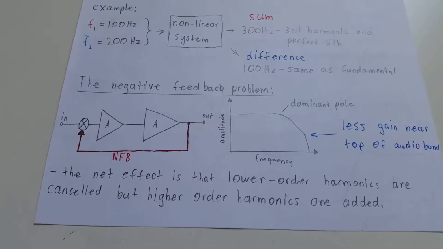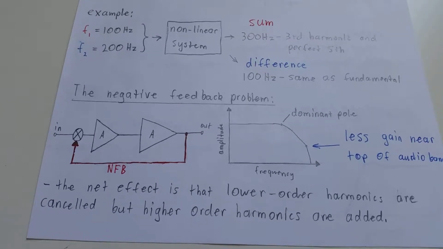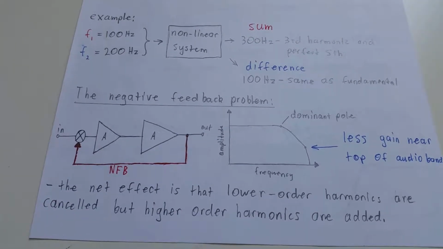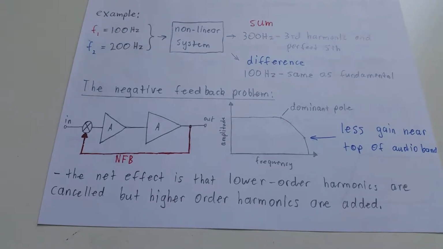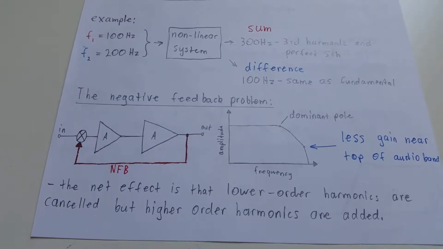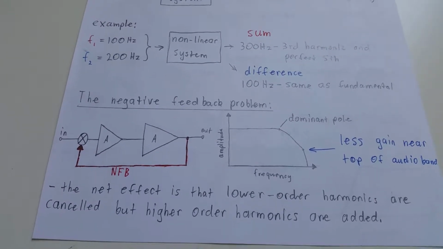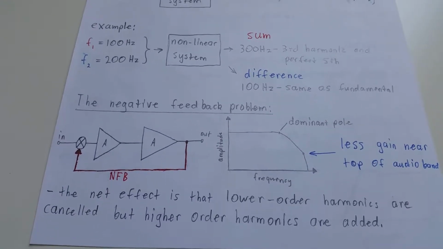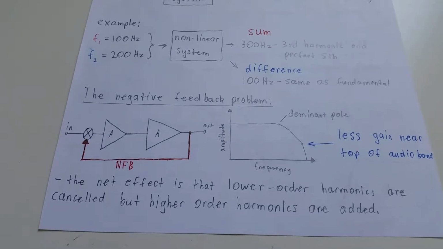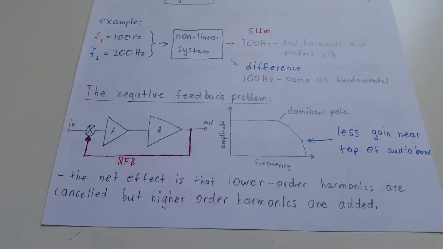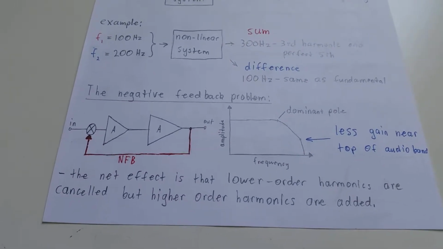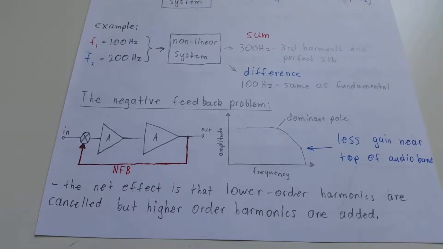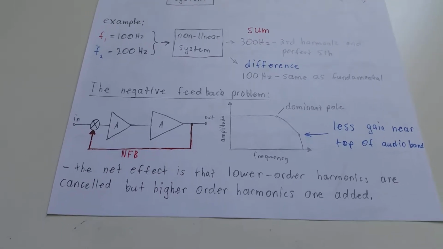So the net effect is basically that the lower order harmonics are canceled, but the higher harmonics are added. This is why some transistor amplifiers sound harsh, because when you go to crank the volume on that thing, it just sounds harsh. And this is one of the reasons why. It's because at the frequencies where the human ear is most sensitive, there are more harmonics.